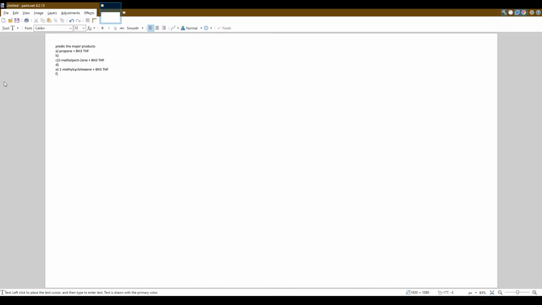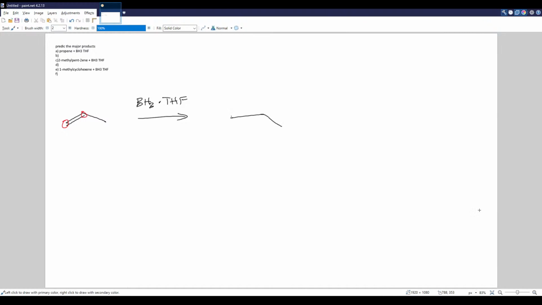First one is propene and BH3 THF. So if we have propene, what am I doing? Not cyclopropene. Propene plus BH3 THF. So let's think, which one is the least substituted carbon here? It'll have to be this one, and then this one is the most substituted one. So our product is going to be this.